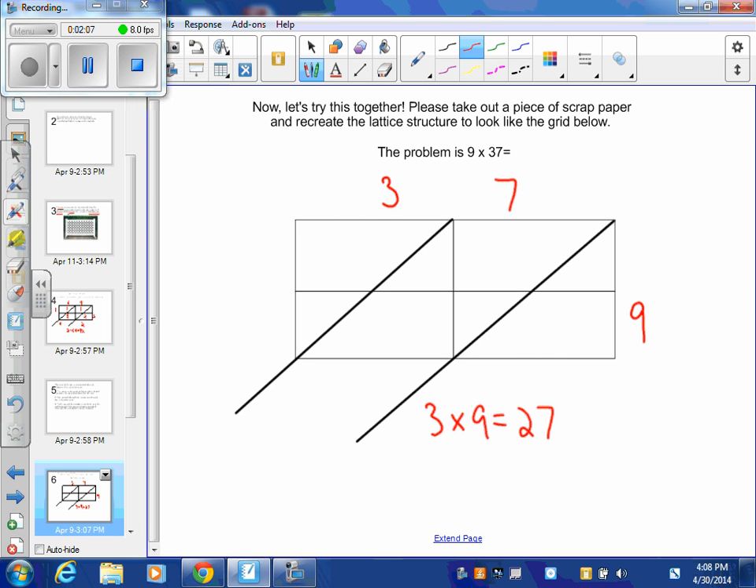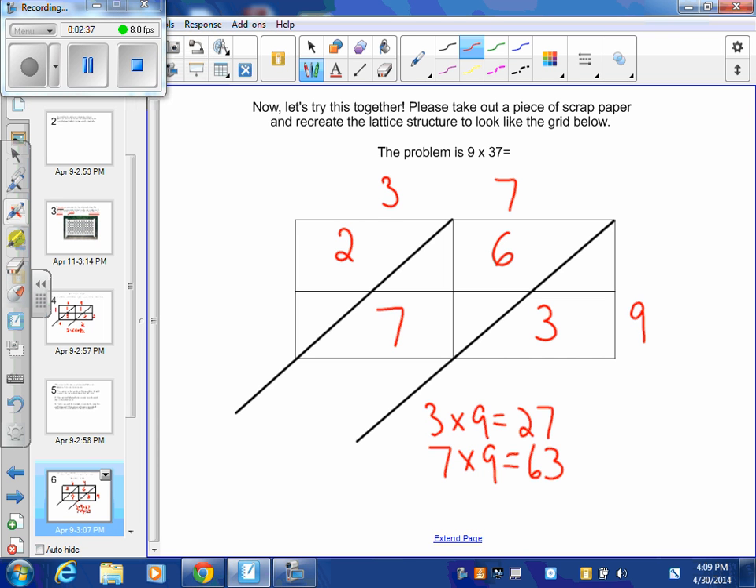Then we will place the 2 in the top of our lattice, and we will place the 7 in the bottom square. Now we are ready to multiply 7 by 9, which is 63. We will take our 6 and put it in the top, and 3 and put it in the bottom.